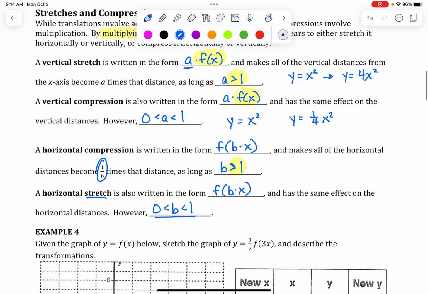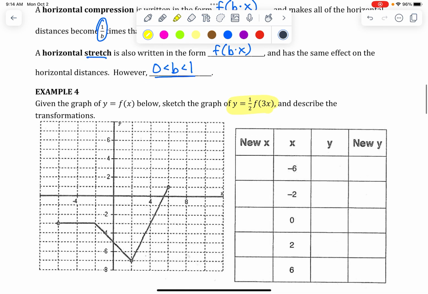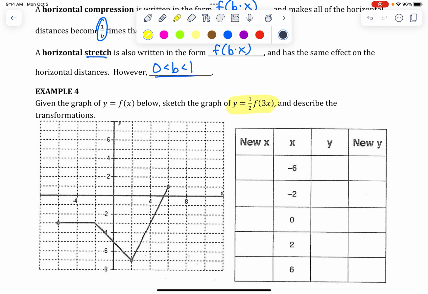So here is a function, y equals 1/2 f of 3x. Now, I don't know what function that is, so we've sort of created a sketch for you here, okay? So here's just your typical graph. This isn't anything in particular, but this is just some function that was created. So there's your function. I guess it's more of a piecewise function, but it doesn't really matter. The point is we're going to take this blue function and change it by compressing or stretching, okay?